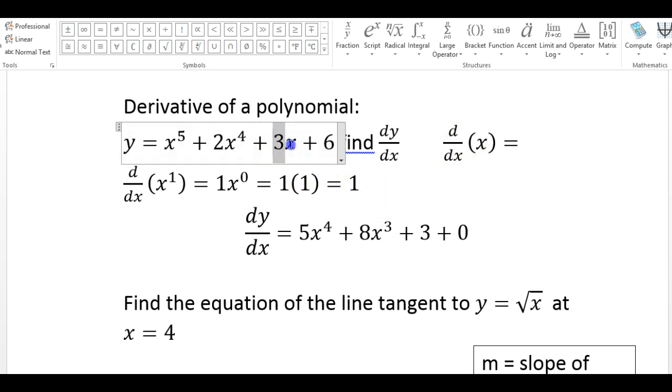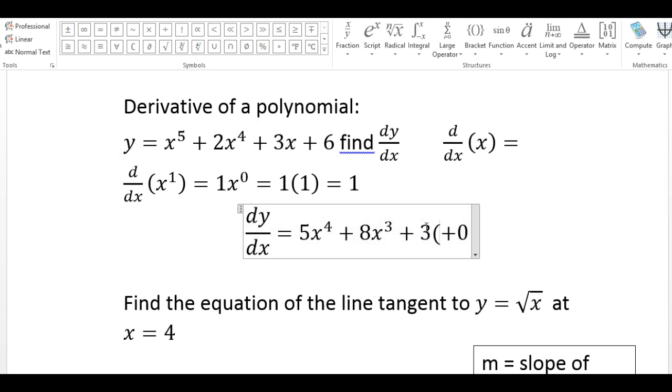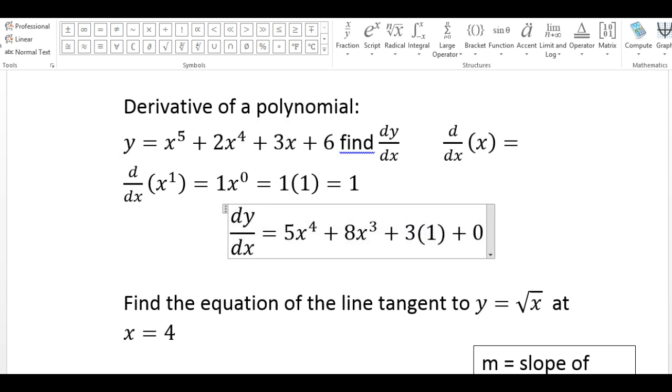So then the derivative of 3x will be 3 times 1, and the derivative of 4x will be 4 times 1. Then go to the last piece, where we have 6 here. The derivative of 6 is just 0, because it's a constant by itself.